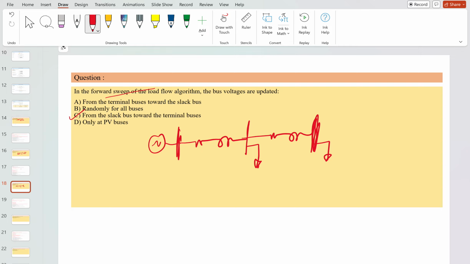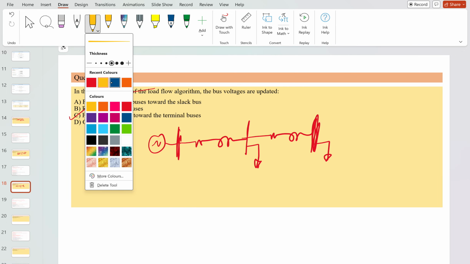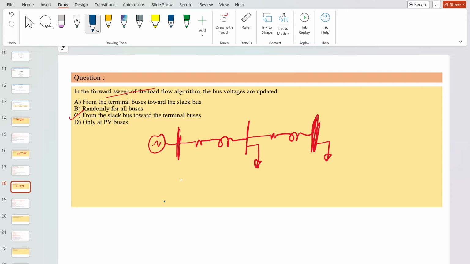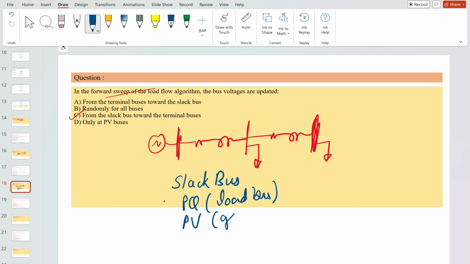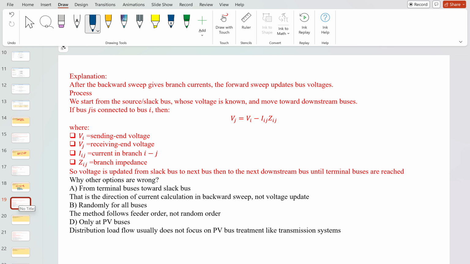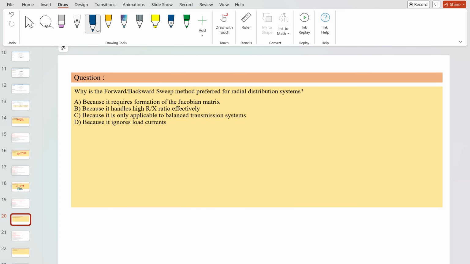Also, a very important point: you should go through a few of the definitions, which are very important. What is the slack bus? What is the PQ bus or load bus? What is the PV bus, which can also be called the generator bus? Go through what the different buses are. What was the answer? A, B, C was the answer. Okay, let's move forward.